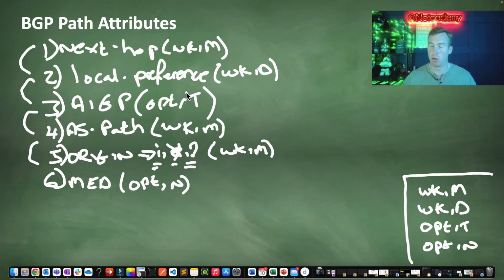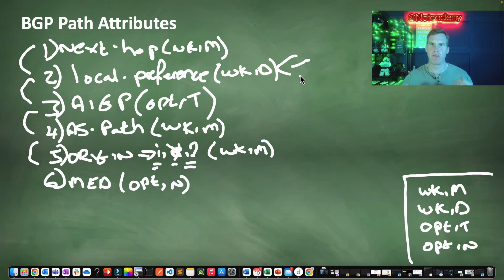What is MED, or multi-exit discriminator? I like to think of it as the reverse of local preference. Local preference, we were advertising internally, locally to our own autonomous system, what the preferred path is to get to that destination. Multi-exit discriminator is the flip side of that. We are advertising to our peers, our external peers, how they should send traffic to us. So it's a form of traffic engineering.